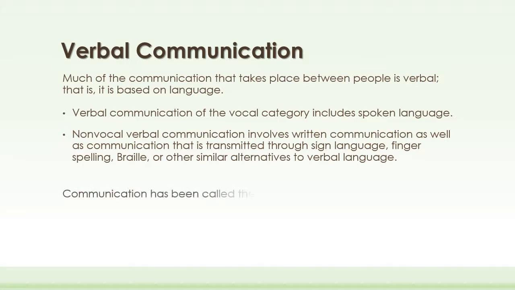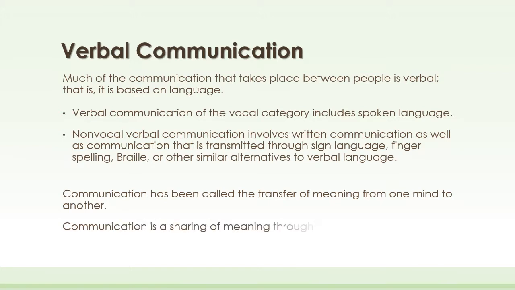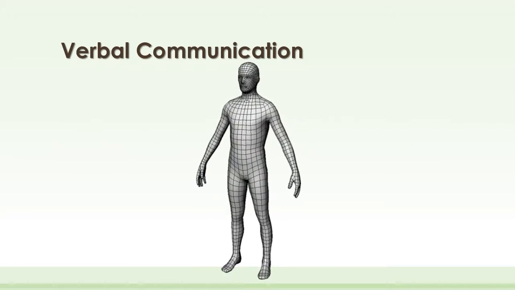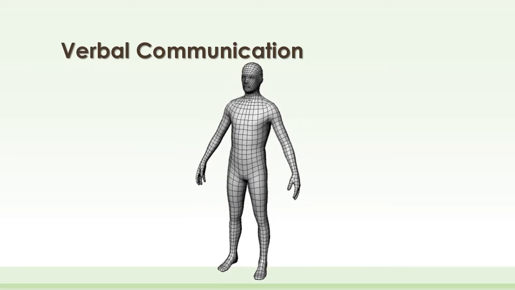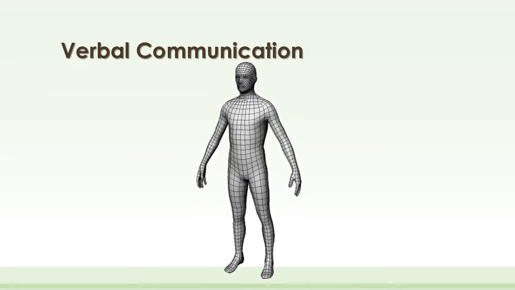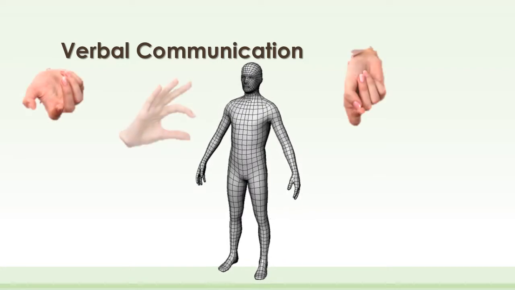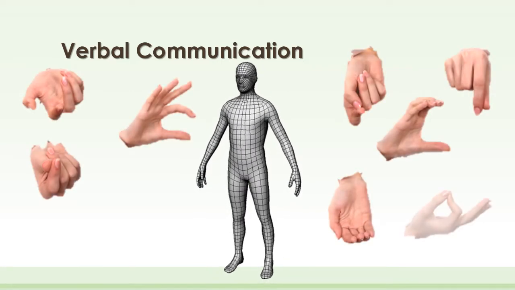Communication has been called the transfer of meaning from one mind to another. Communication is a sharing of meaning through the transmission of information via mutually understood signs. Because meanings exist in the human mind, they cannot be shared or communicated except through some external vehicle. The human body is capable of making sounds and movements, which in turn can create a system of vehicles for sharing inner meanings and ideas with others. In general terms, such elements that codify meaning are called signs. The study of such signs is called semiotics.